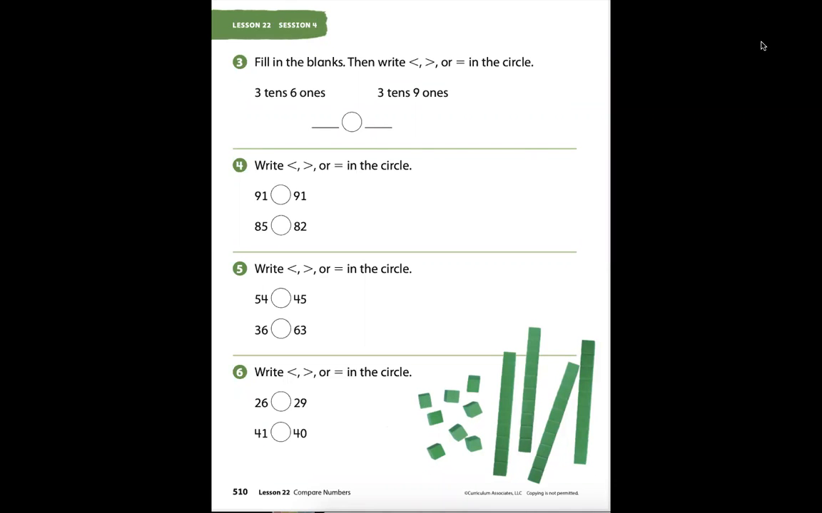Lesson 22, Session 4, page 510. Place value with comparing numbers.